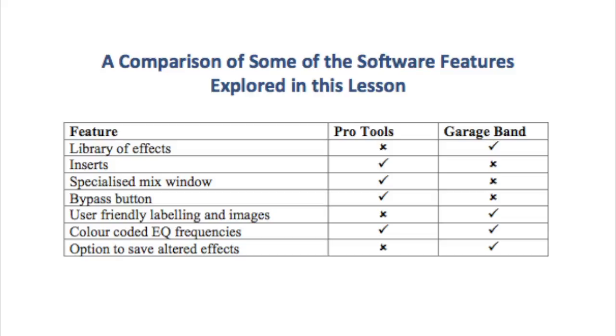Pro Tools has a bypass button, which allows you to hear what your music was like before you added the effect and what it is like after the effect. GarageBand has much more user-friendly labelling and images, whereas Pro Tools is heavily word-based and uses complicated dials and switches to add effects. Both Pro Tools and GarageBand have colour-coded EQ frequencies, with orange for bass, green for mid, and blue and purple for high frequencies. GarageBand offers you the option to save your altered effects. Pro Tools does not.